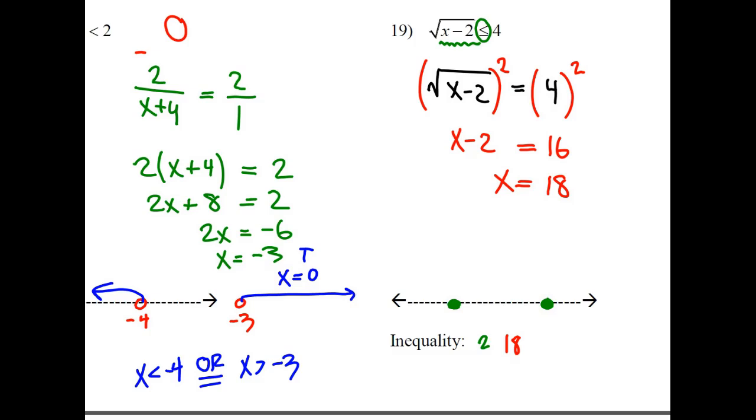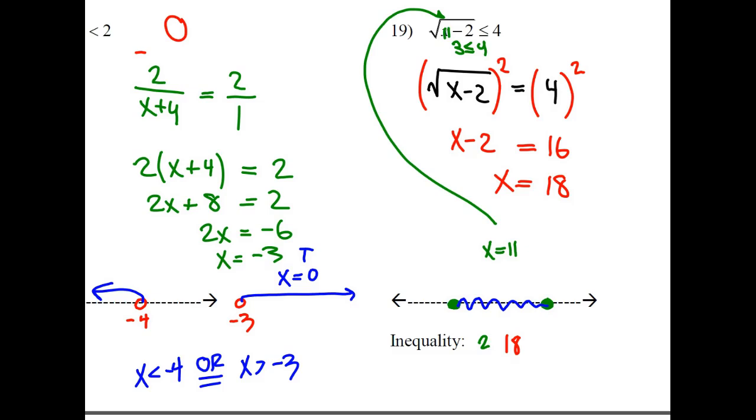What's an easy point to test? Well, in this case, let's check 11. Why would you want to check 11? Because this is a square root up here, and if I put 11 in there, it's going to be 11 minus 2, which is 9. The square root of 9 is 3. Is that less than or equal to 4? Yes, it's true. It's true in between there.